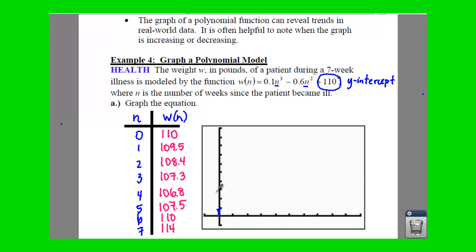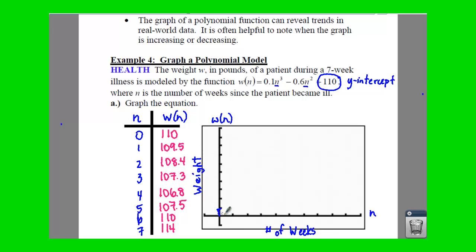So what we can do is label our axes. So along your x-axis, these are n. This is your number of weeks. Okay, that's what n represents, number of weeks. This is your W of n, so that would be your weight. Whoops. So that's not very good. Sideways W. So if we do a sideways W here, go back to here. This would be the weight.